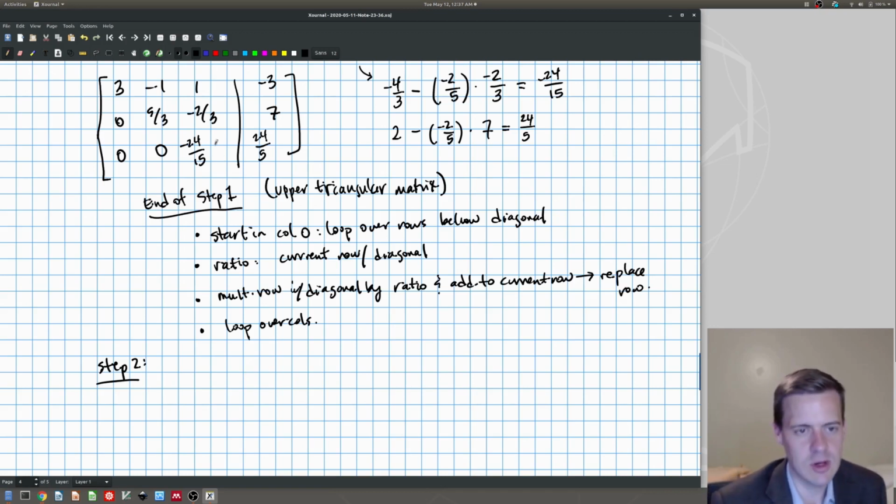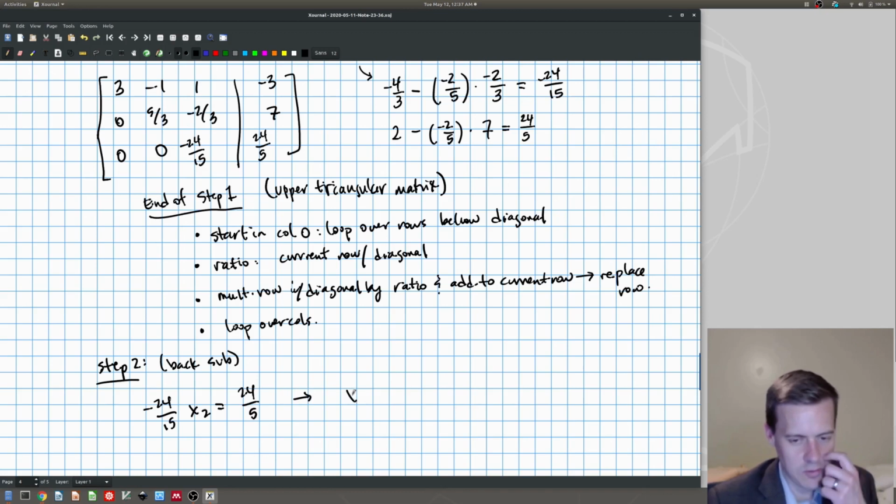All right, so how do we solve this now? Now we're going to loop our way back up. This is the back substitution part. So now I have this equation right there: minus 24 over 15 multiplied by x2, remember, x2's are the ones in this column here, is going to equal 24 over 5.